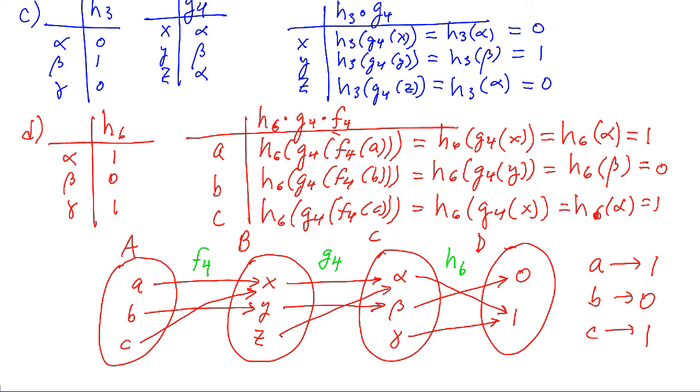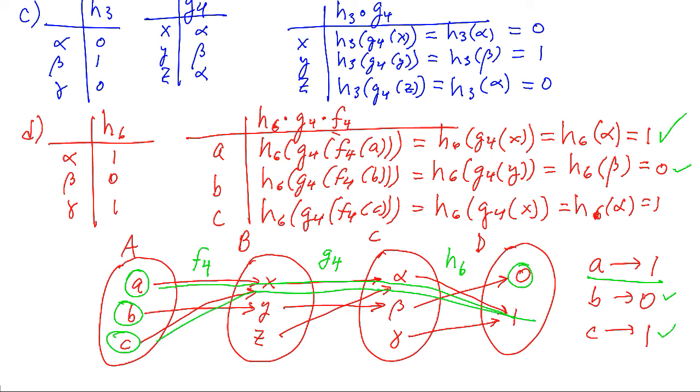Okay? And this is what they look like with the arrows, and so you can see that starting with A, I'm going to follow this through, and I'm going to get a 1. A goes to 1. B follows through and goes to 0. There it is. And C follows through and goes to 1. And that agrees with my analysis above. So you can do it pictorially even.